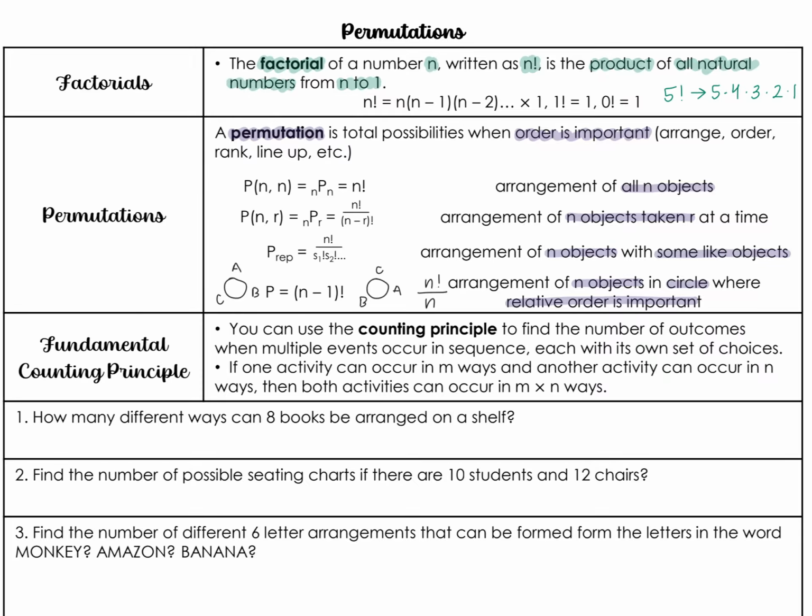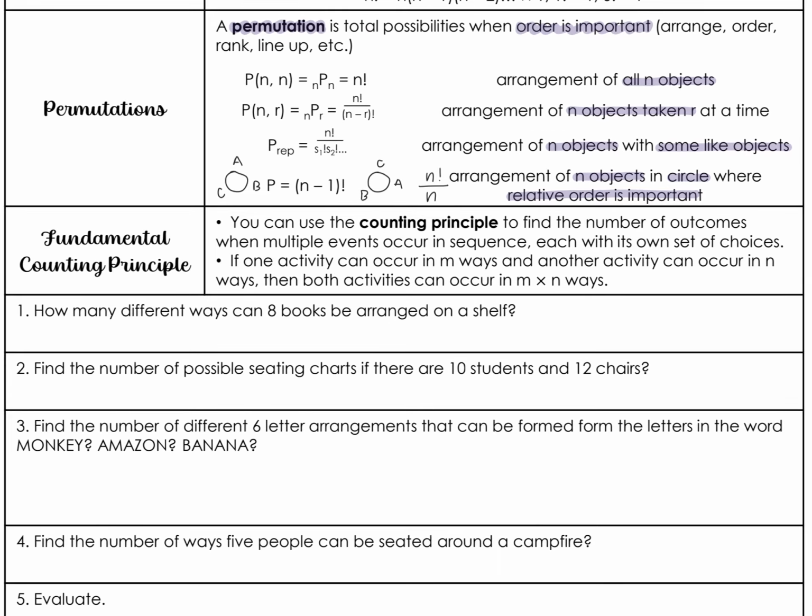All right, so now let's look at our fundamental counting principle. You can use the counting principle to find the number of outcomes when multiple events occur in a sequence, each with its own set of choices. If one activity can occur in m ways, and another activity can occur in n ways, so they're just saying a different amount of ways, then both activities can occur by just multiplying the number of ways together. So your m times n.